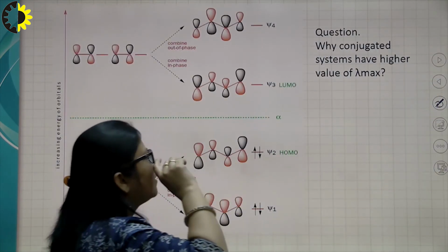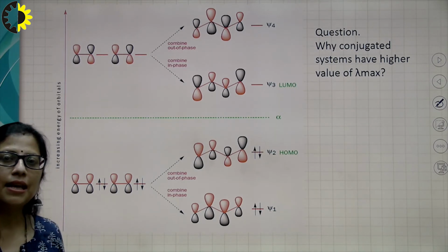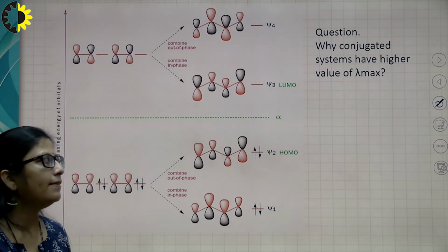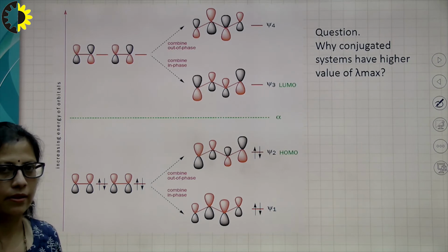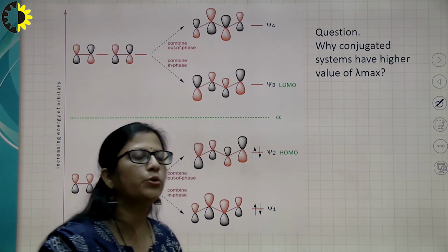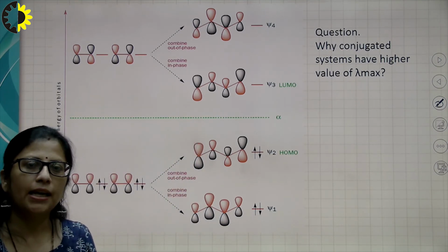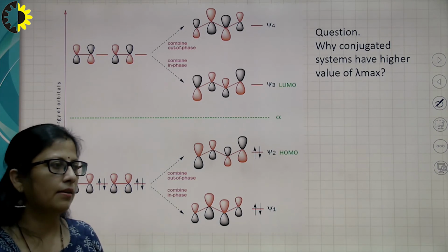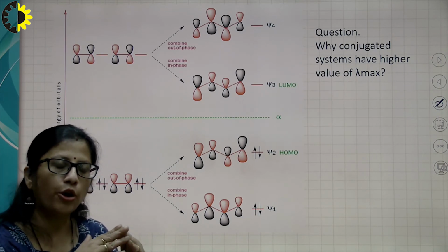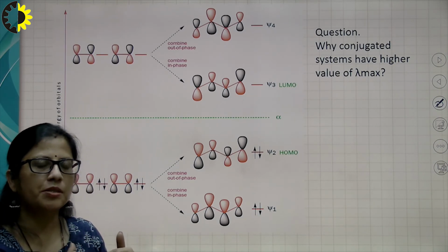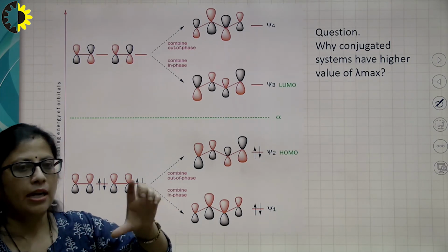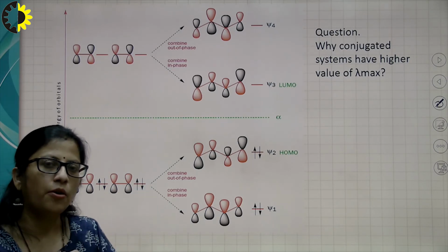Now, in the last class I had said that those systems which contain double bonds in conjugation show absorption at longer wavelength. The question arises, why do conjugated systems have a higher value of lambda max? If I take a non-conjugated system, it contains a pi orbital and a pi star orbital, the pi being bonding and the pi star anti-bonding. So, there is a specific energy difference between the pi and the pi star orbital.